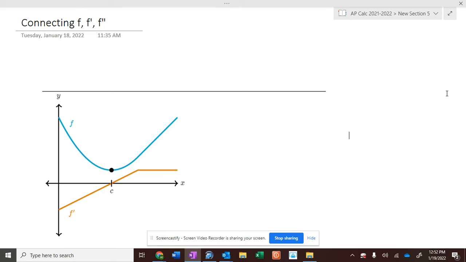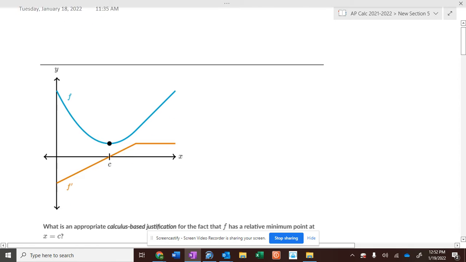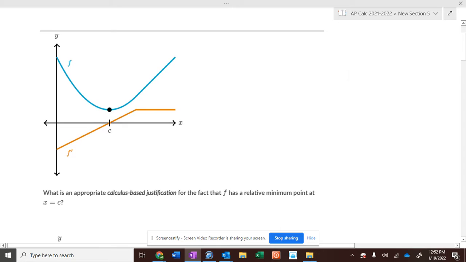What does crossing the line at c tell us? What is the appropriate calculus-based justification for the fact that f has a relative minimum at x equals c? What is the appropriate calculus-based justification for the fact that the relative minimum of this function is right here? Well, what happens right here? What does the slope do?